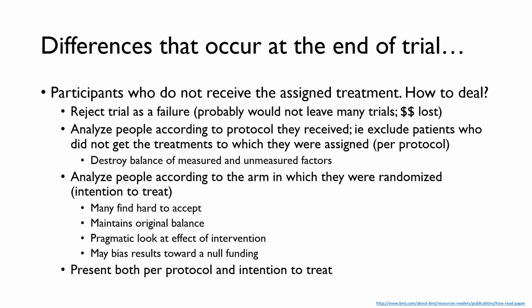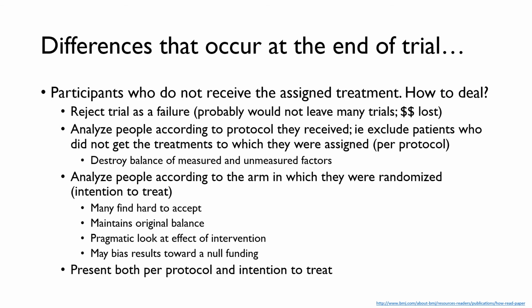The converse would be to analyze people according to the arm in which they were randomized. This is called intention to treat, whether or not they received the drug. So you're in the Casimia arm, you didn't get the drug, you're still in the denominator, and your outcomes are in the numerator, and we're just going to go with it. The problem with this is that a lot of people find this hard to accept. It's like, wait a minute, I want to see the effect of Casimia, but this person didn't get Casimia. But on the flip side, it maintains all the original balance that randomization gave you.